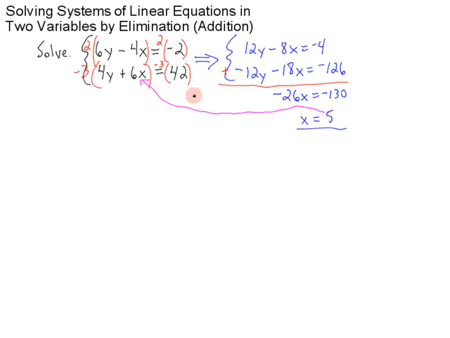It doesn't matter again. When I do that, I get 4y plus 6 times 5, because x is 5. 6 times 5 is 30, equals 42. Subtract the 30, and divide by 4, and I get that y is 3. So the solution to this system is the ordered pair x is 5, comma, y is 3.